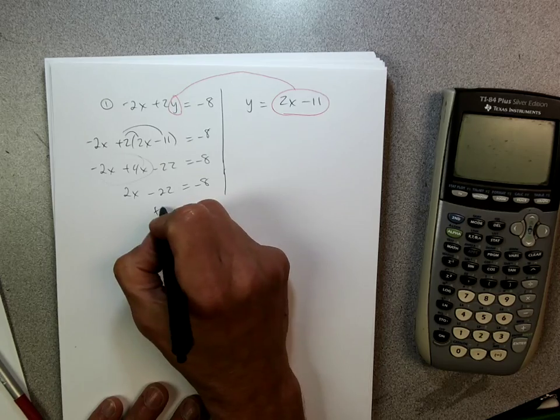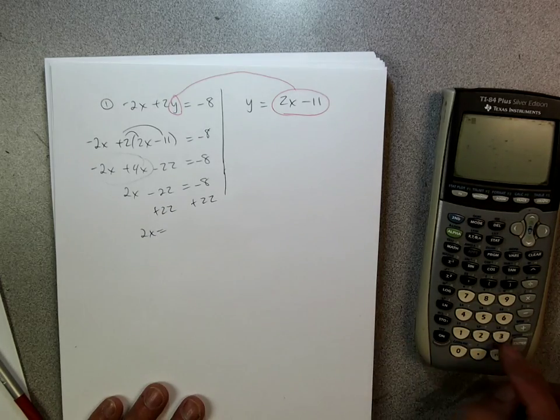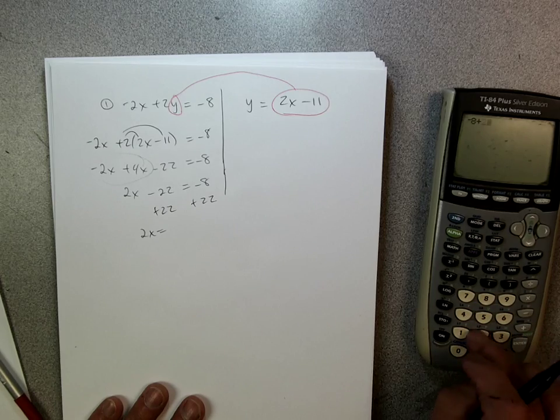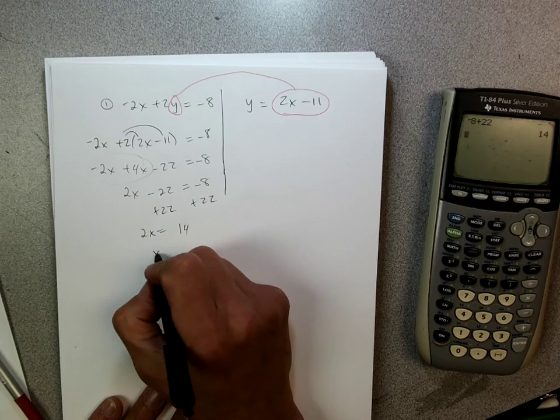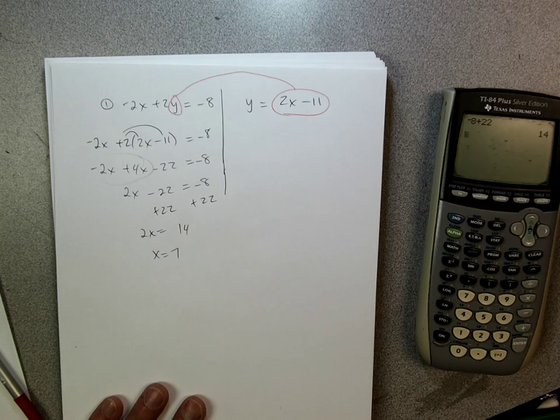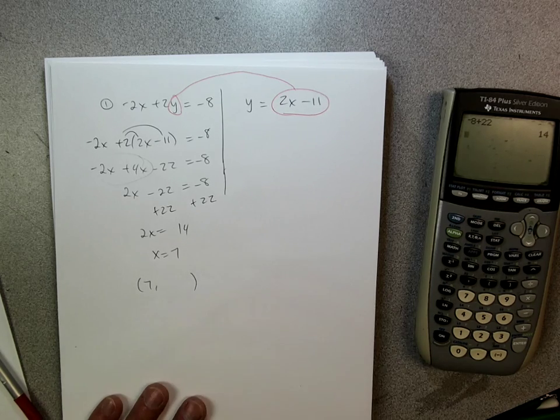I'll add 22. I'll have a 2x equals, let's see, that's negative 8 plus 22, 14. Divide by 2, x is 7. But we know that there has to be an x and a y answer, so we need both. So my answer so far is a 7 something, right?